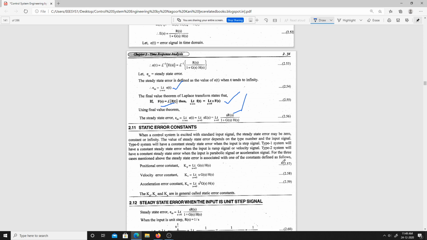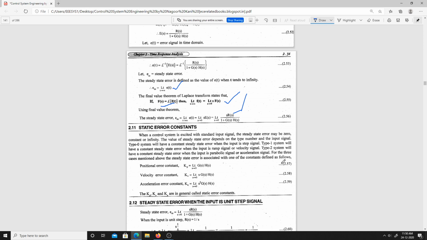So what do you mean by the positional error constant? That is nothing but Kp equals limit s tends to 0 of G(s) H(s). The velocity error constant, Kv equals limit s tends to 0 of s G(s) H(s). And the acceleration error constant, Ka equals limit s tends to 0 of s squared G(s) H(s). So these Kp, Kv, Ka are in general called static error constants.